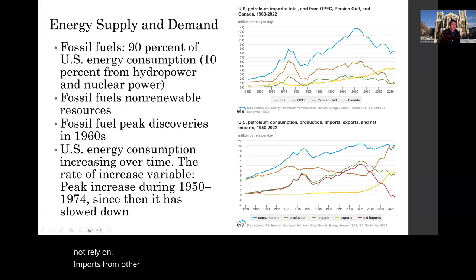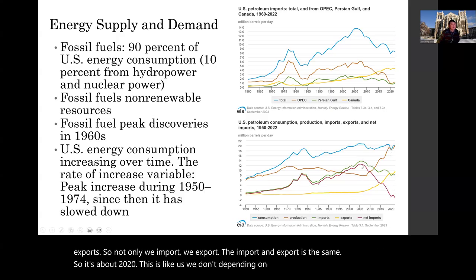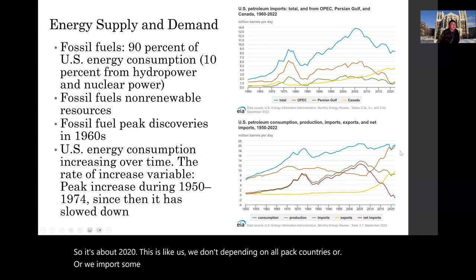Although you can see that imports still increase, there are also exports. So not only do we import, we export. The import and export are about the same around 2020. We don't depend on OPEC countries, but we import some of the petroleum and export the other because the quality of the petroleum could be different.